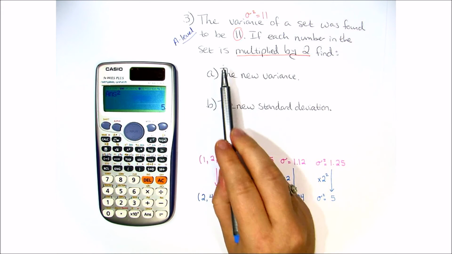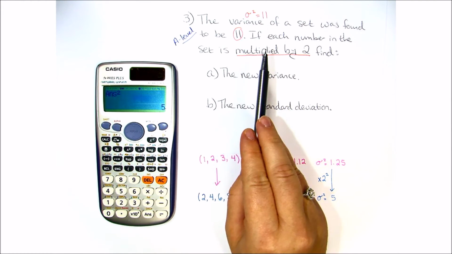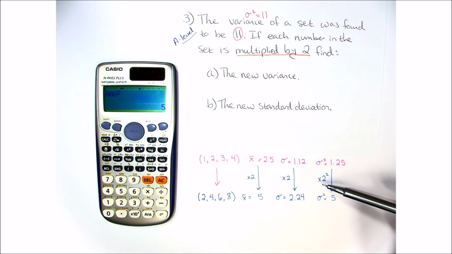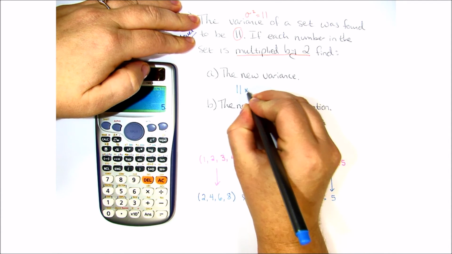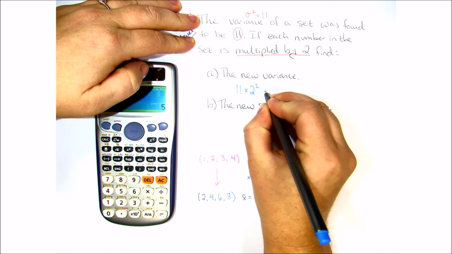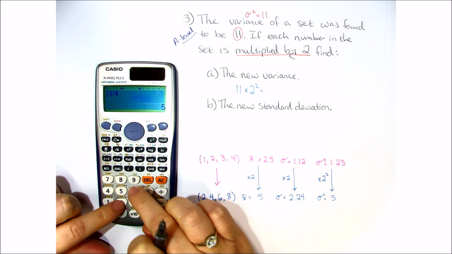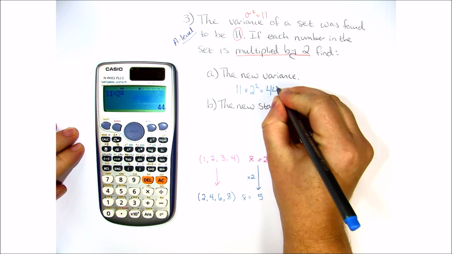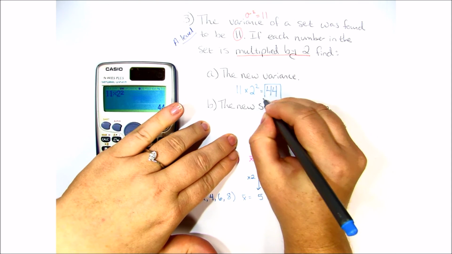So, coming back to our question, the variance is 11. If each number in the set is multiplied by 2, then according to the rule, the variance should multiply by 2 squared. So the new variance would be 11 times 2 squared. So we're going to do that in our calculator. 11 times 2 squared should be 44. Now this is the new variance.